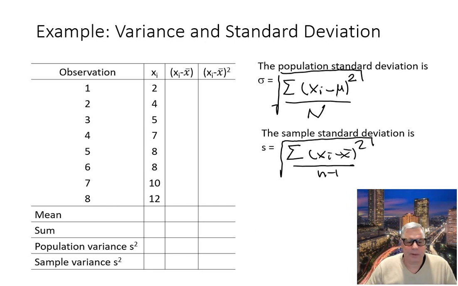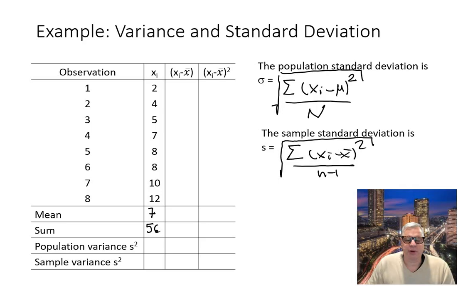Okay, so now let's first calculate the mean. We have 8 observations: 2, 6, 11, 18, 26, 34, 44, 56. So the sum is 56, and 56 divided by 8, the mean is 7.